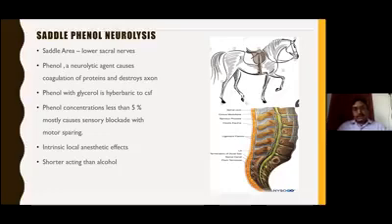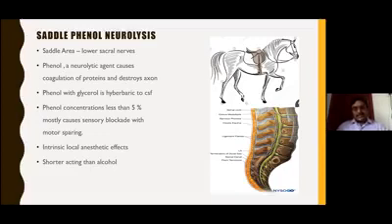With aqueous phenol, however, we can't limit the spread. However, the phenol with glycerol mixture is hyperviscous, so it would be very limited to the target area. And this phenol with glycerol mixture is also hyperbaric to CSF. That makes it the ideal agent for saddle block with phenol neurolysis.